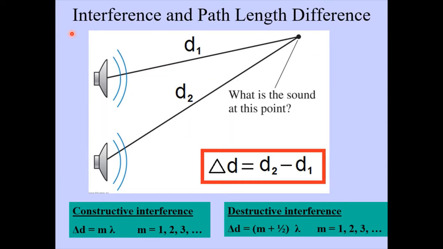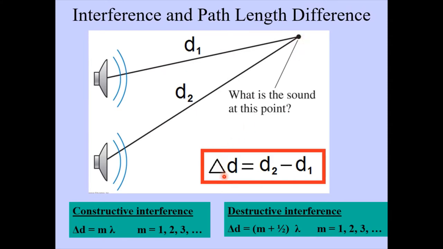So in a case like this, which is more two-dimensional or even three-dimensional, let's suppose we have two speakers like this, and they're playing the same sound, and these two speakers are in phase, but we're listening over here at this point. Notice the sound from this speaker travels D1, the sound from this speaker travels farther, D2, to get to us, right over here. So we want to know, what is the sound here? Do we hear a loud sound, constructive interference, or a soft sound, destructive interference?